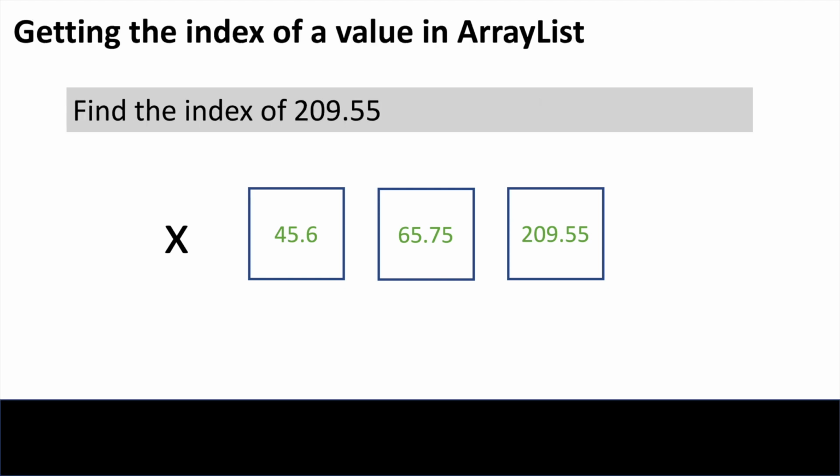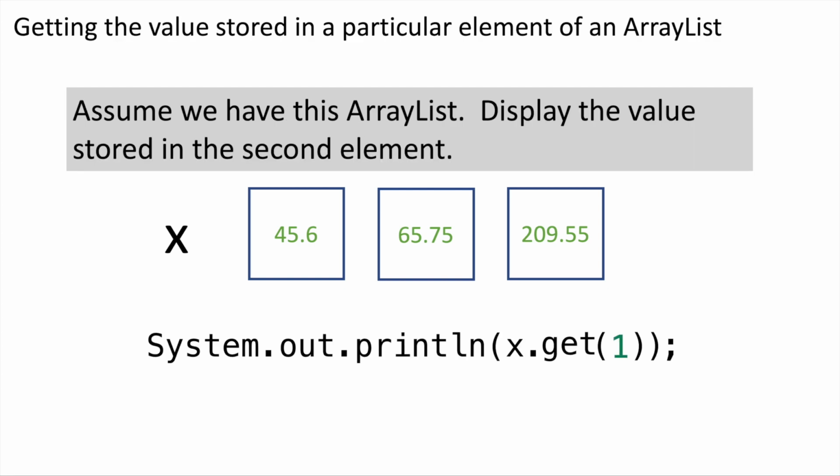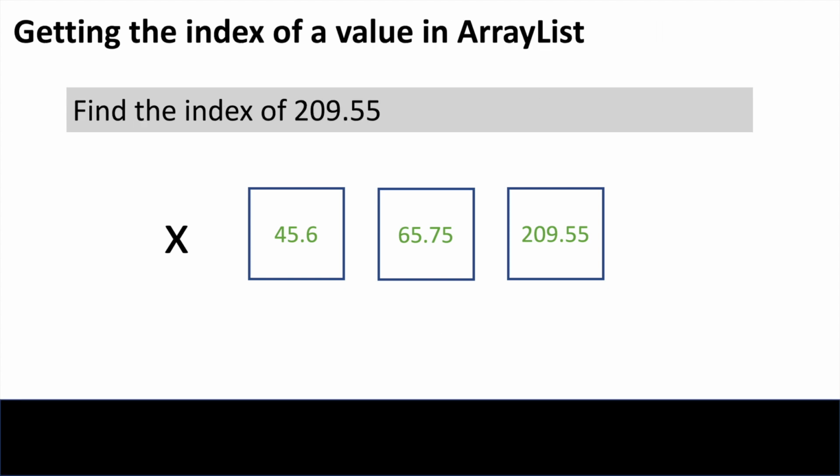Now, we know the value now, but we need to get the index. In the previous example, which we saw, we know the index. We want to get the value at index 1. Okay, but here we know the value, but we don't know what is the index of that value, where it is located in my array list. Is it first, second, third? And how I can do that is another method called indexOf. So you specify the value and it will get you the index.